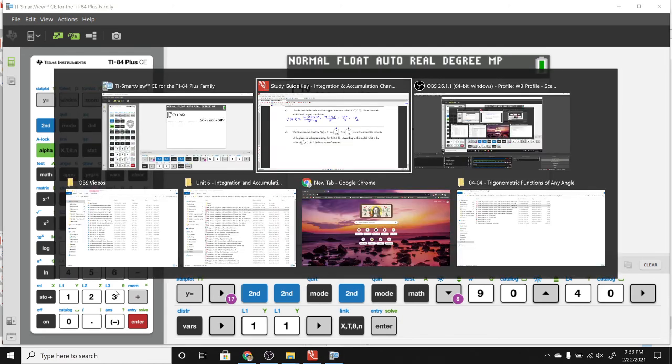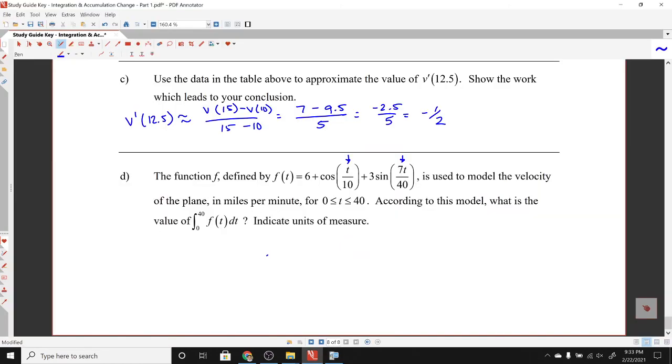So when I hit enter, I get my answer of 287.2887. So we go back to our page here, and I write 287.289, rounding it to 3 decimal places. Indicate units of measure. This is going to be miles.